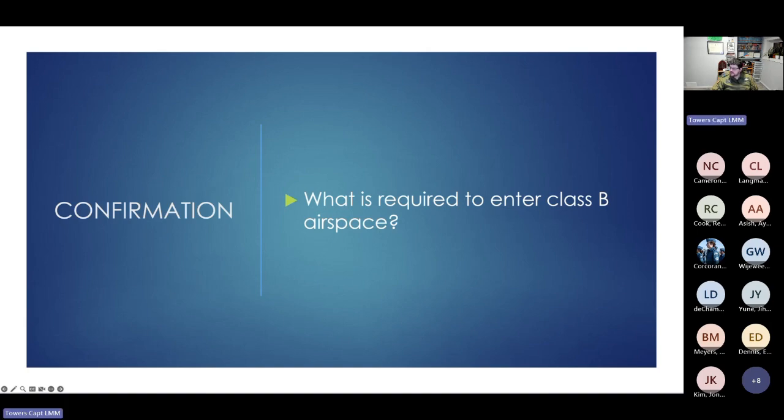Yep, I see Yoon there. ATC clearance, definitely. And we also need that radio and transponder. What's required to enter Class C airspace? Pretty much the same thing here. The one difference with Class B is that you can also enter with authorization issued by the Minister of Transport.